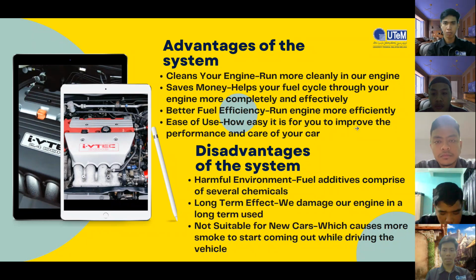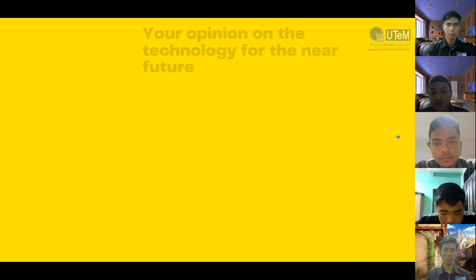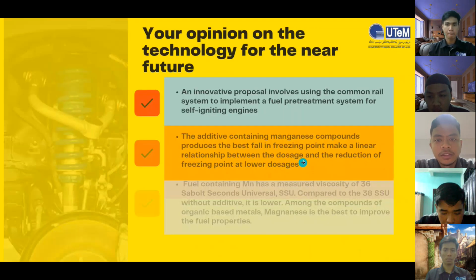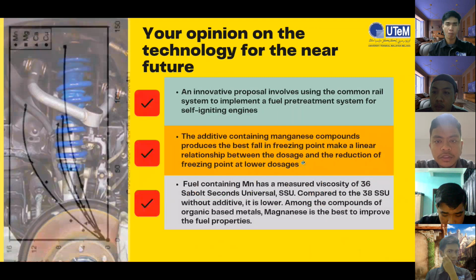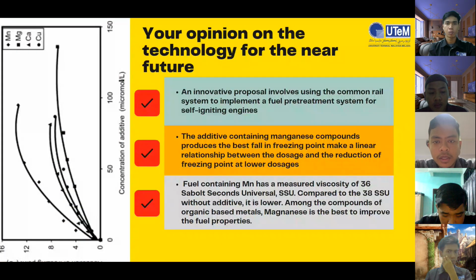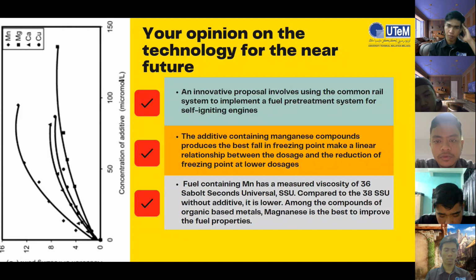Next. Okay, this is our opinion on the technology for the near future. An innovative proposal involved using the common rail system to implement a fuel pretreatment system for self-igniting engines. The additive containing manganese compound produces the best fall in freezing point, making a linear relationship between the dosage and the reduction of freezing point at a lower dosage.